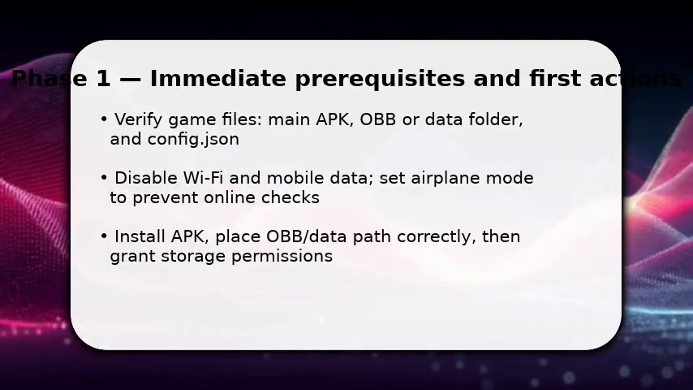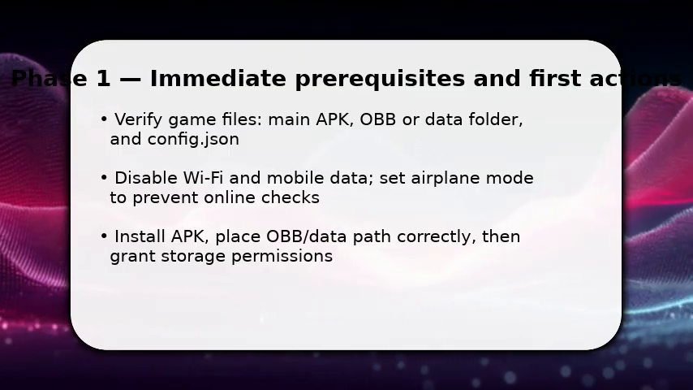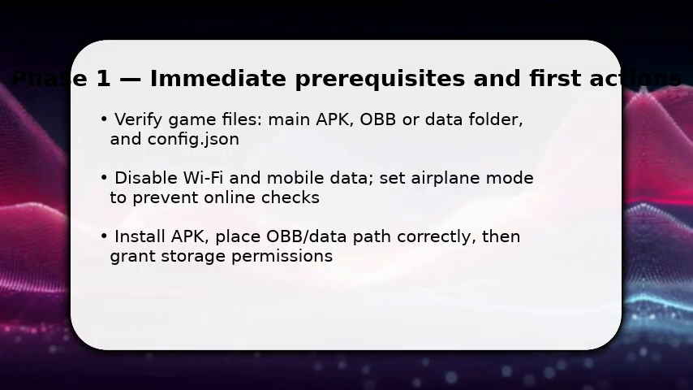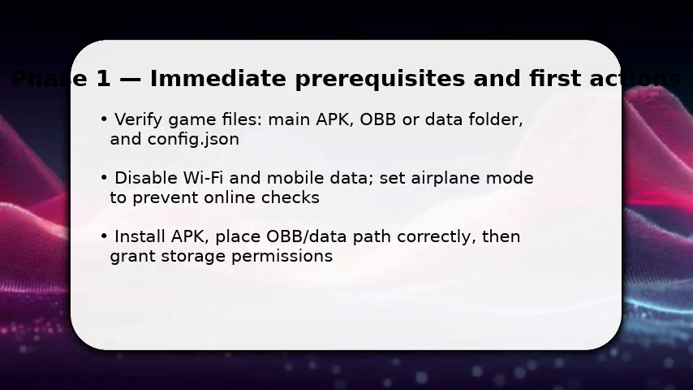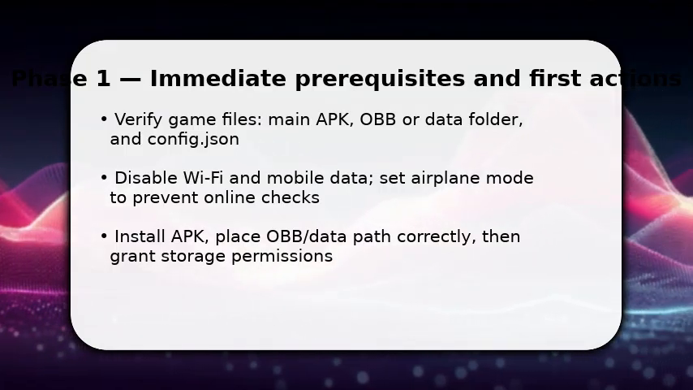You start by confirming the exact files you need because missing data breaks the offline run. Install the APK now and copy the OBB or data folder into the correct Android/OBB or Android/data path. Once done, grant storage permissions so the app can read assets.